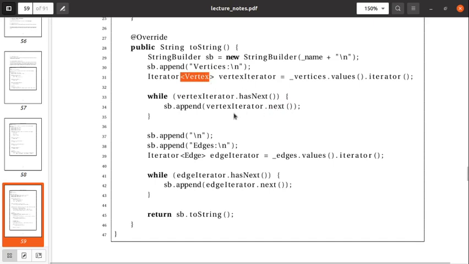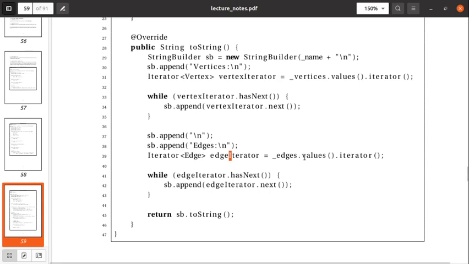So the vertex is going to have, we defined a toString, so it'll implicitly call toString in order to append that. Right? And then whenever we run out of our vertex collection, then we add an empty line, and then we say, okay, we're going to print out the edges next. So here are the edges.